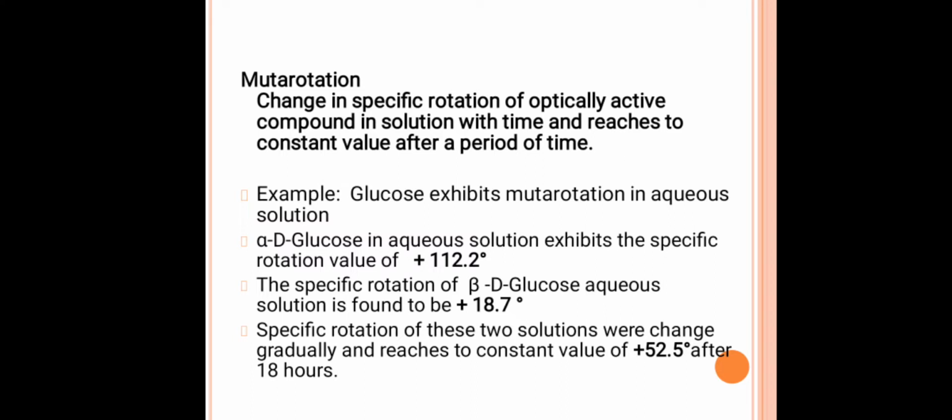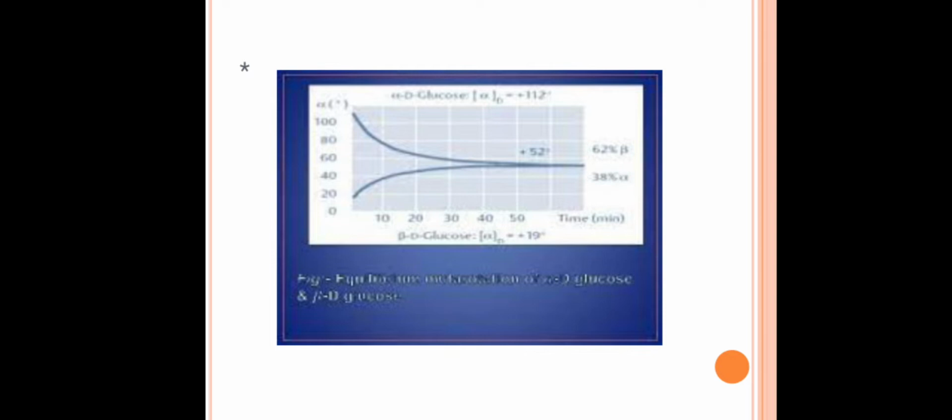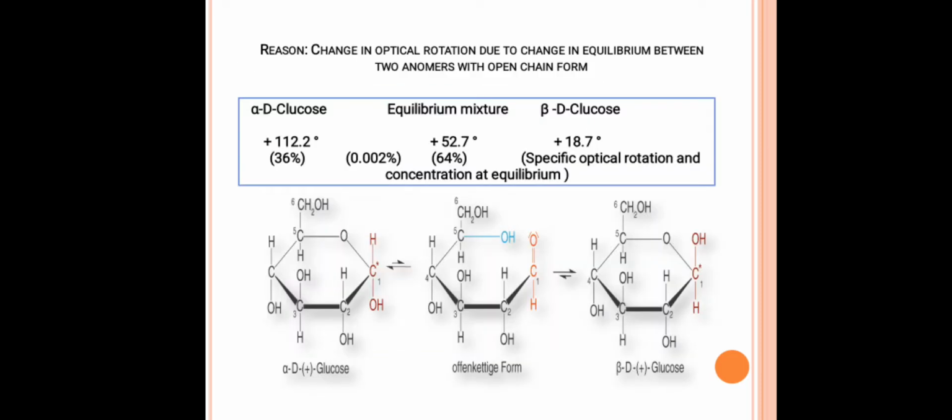So what is the reason behind this? This is the graph which represents the change in the optical activity, that is mutarotation. First, it shows alpha D glucopyranose. When alpha D glucopyranose is dissolved in water, the optical activity decreases and reaches a constant value of plus 52 point five. Then similarly, beta sugar increases and reaches a constant value.